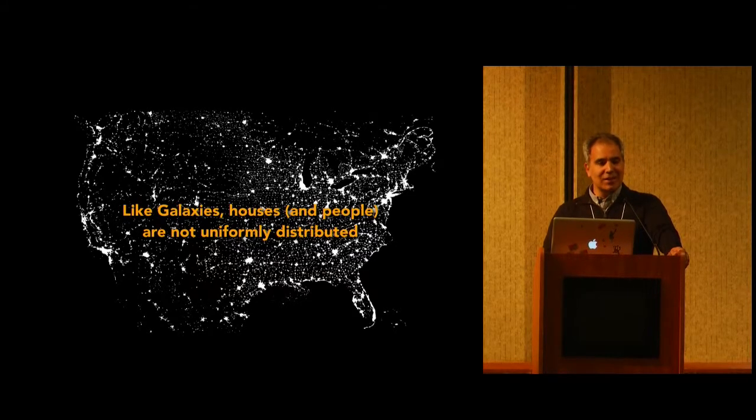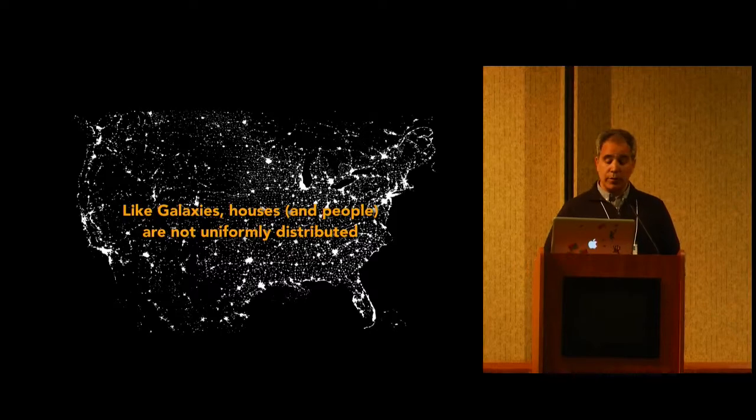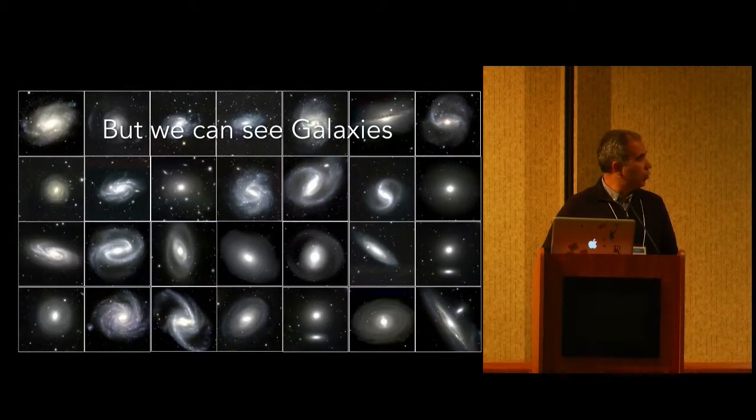So just like us, galaxies, houses, people are not uniformly distributed, right? So just like in most of the gangster films, you follow the money. In astronomy, what we try to do is follow the light. And that's the aim, right? So we can see galaxies.